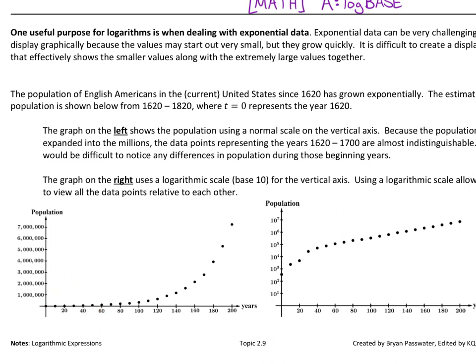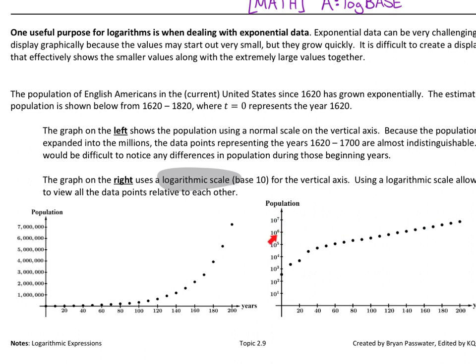But if we use what's called a logarithmic scale, we're going to highlight this word right here, logarithmic scale with a base of 10, that's my common logarithm, we can actually see more information about what's happening early. These data points are all the same. So if you look, we still have at the year 1820, because it's 200 years after 1620, it's up here at 7 million. At 1820, this is still showing me that it is approximately at 7 million.